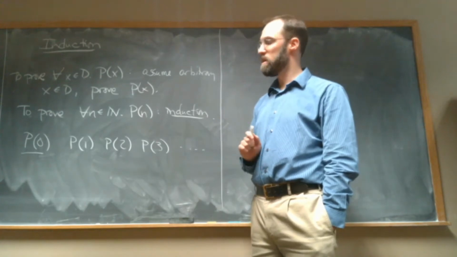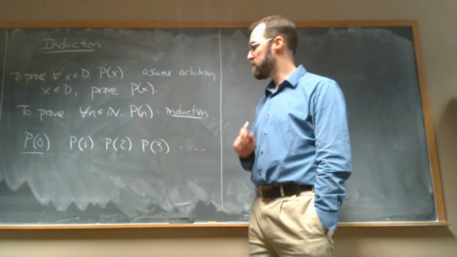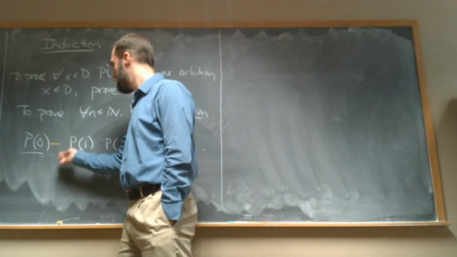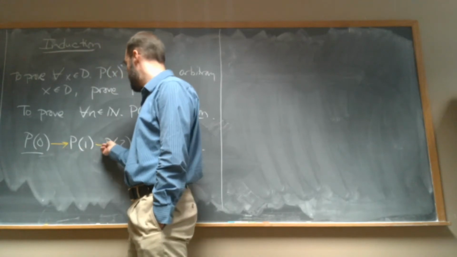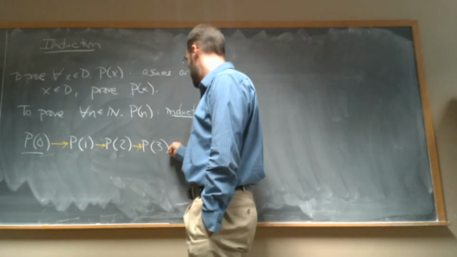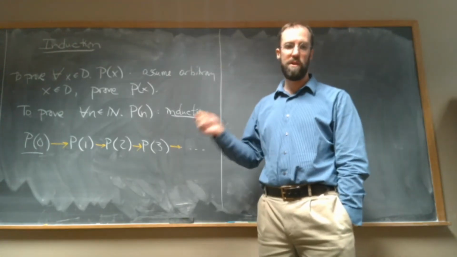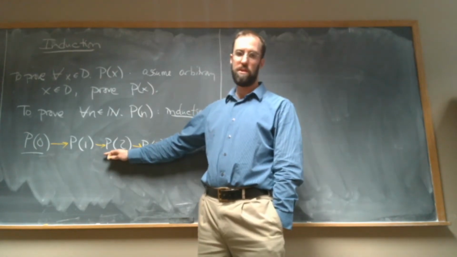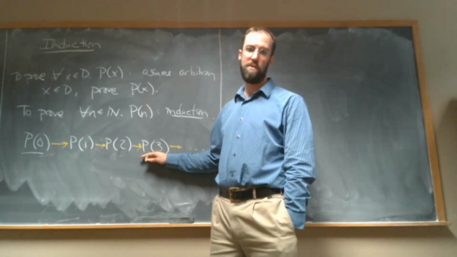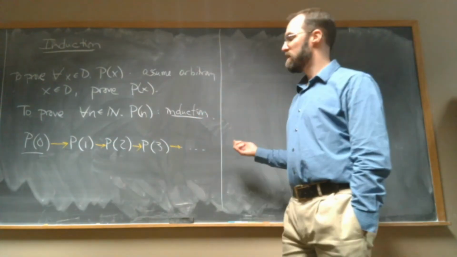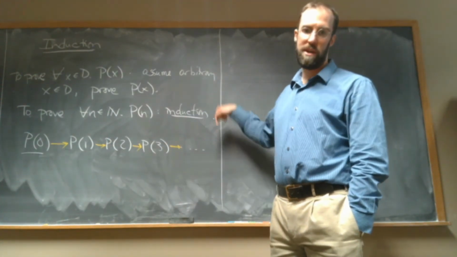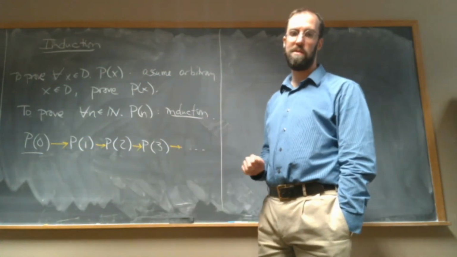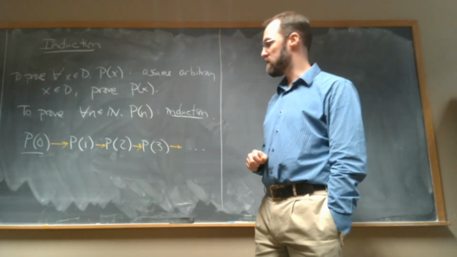But then instead of literally proving P of 1 and P of 2 and P of 3, I'm going to prove something else. I'm going to show that each one of these implies the next one. So for any number, if the proposition holds for that number, then it'll also hold for the next number. So I set up this big chain, and if every item in the chain implies the next one, and we also have shown the first one holds, then everything in the chain is going to be true. So that's the basic idea of induction.